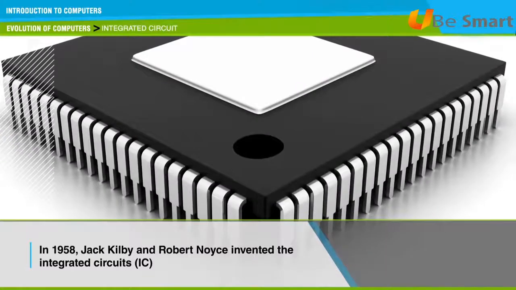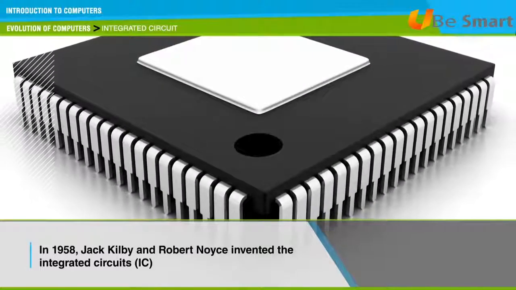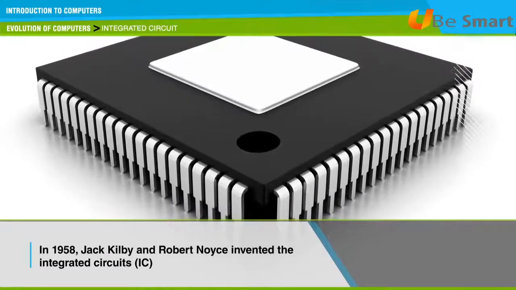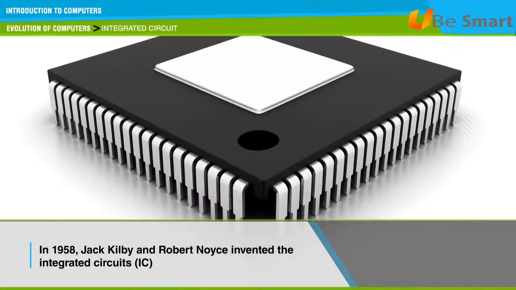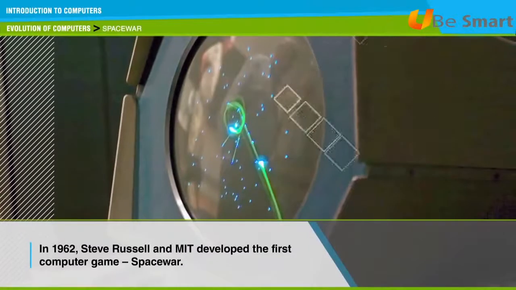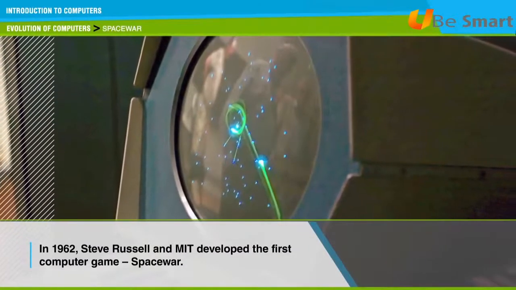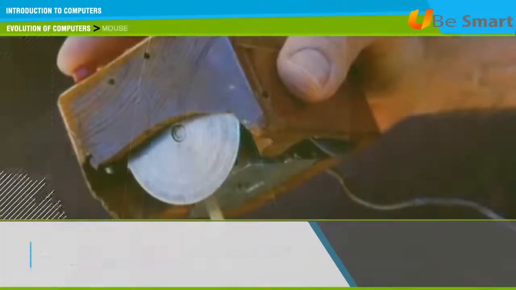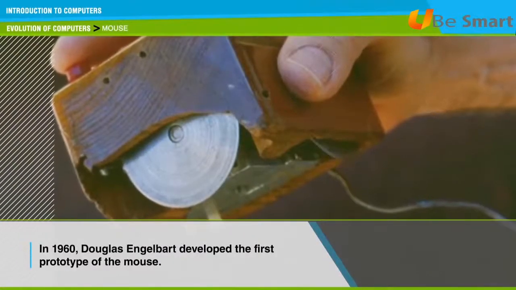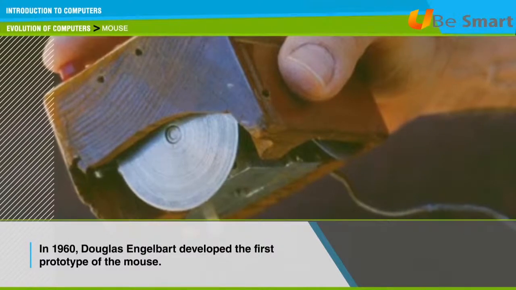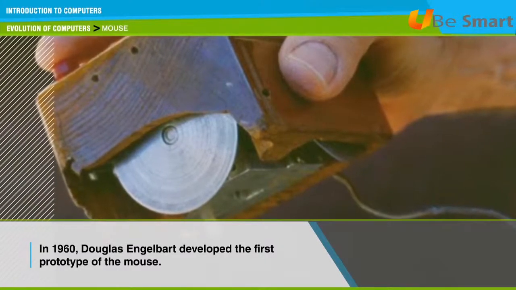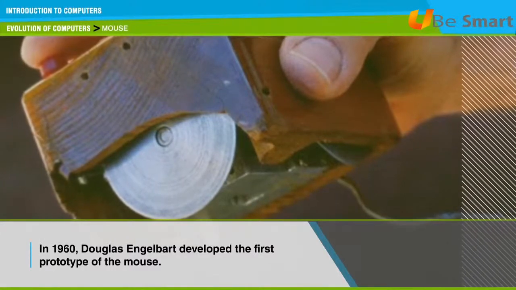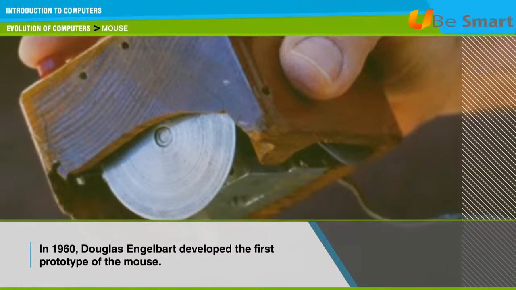In 1958, Jack Kilby and Robert Noyce invented the integrated circuits (IC). It paved the way for future advancements in computers. In 1962, Steve Russell and MIT developed the first computer game, Space War. In 1960, Douglas Engelbart developed the first prototype of the mouse. It had a wooden shell and two metal wheels. He called it a mouse as the wire came out like a tail at one end.